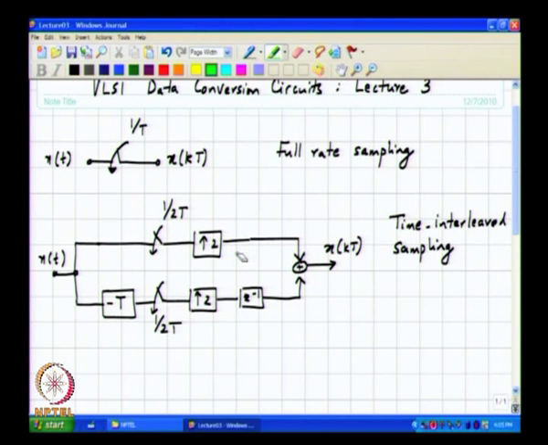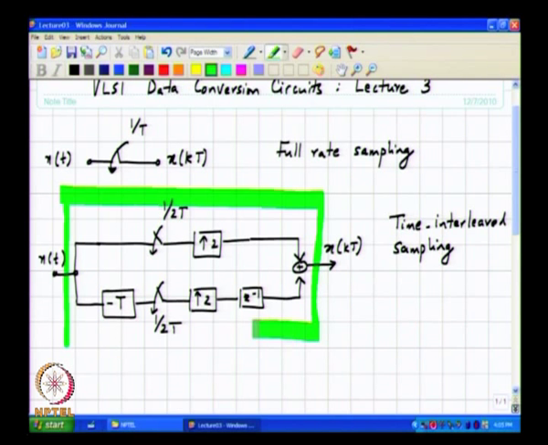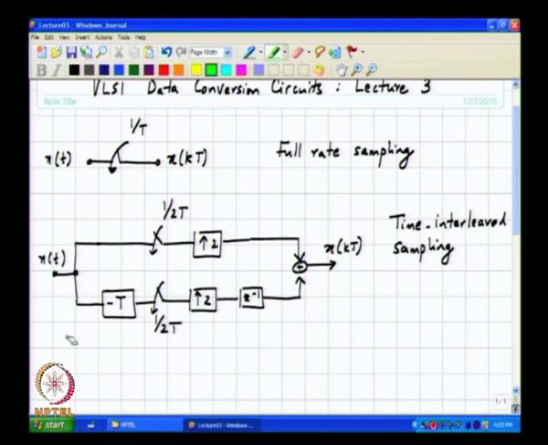To analyze, it does not make a difference if we have a mathematical equivalence, which is why I simplified things by sampling both of them at the same instant of time. However, one is artificially being advanced by a time T. And if we put this whole contraption inside a box, the system inside the green box should in principle not be distinguishable from a full rate sample and hold, right?